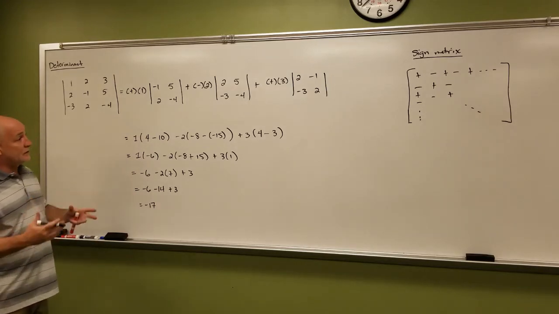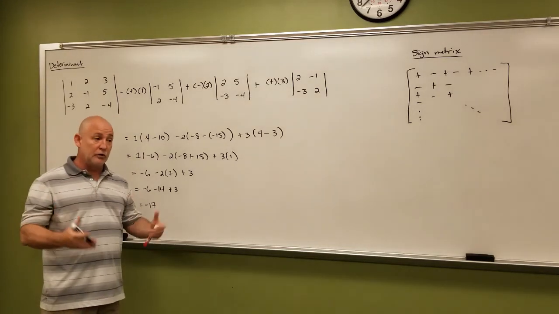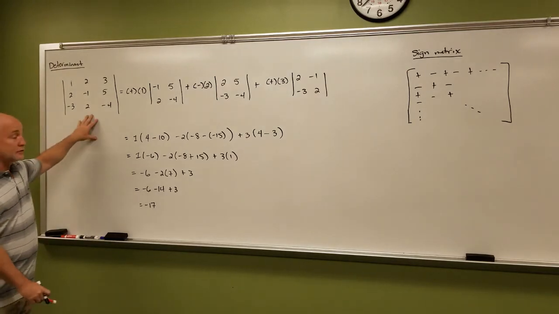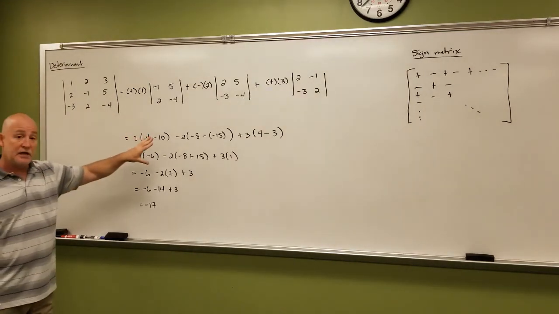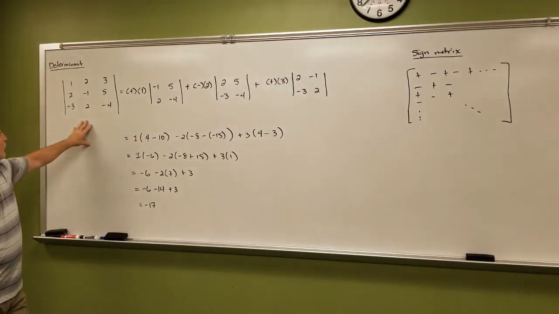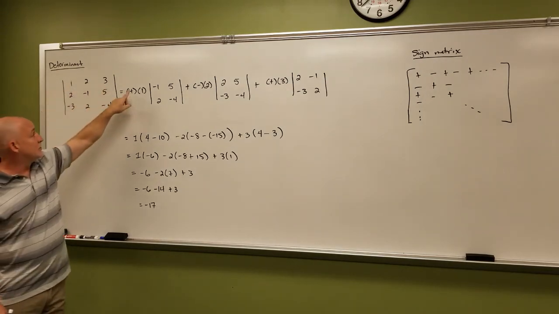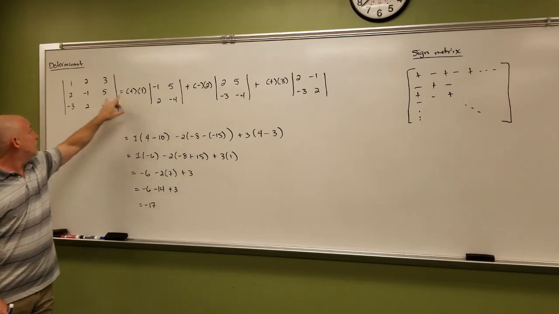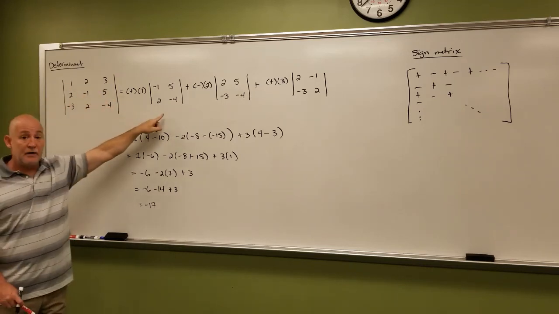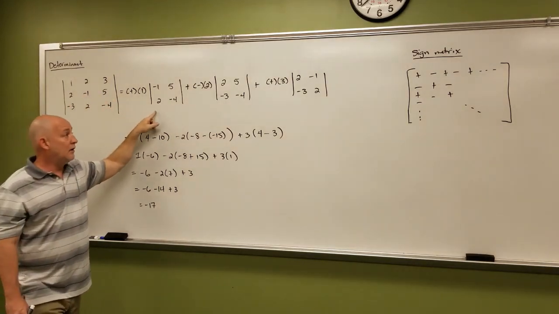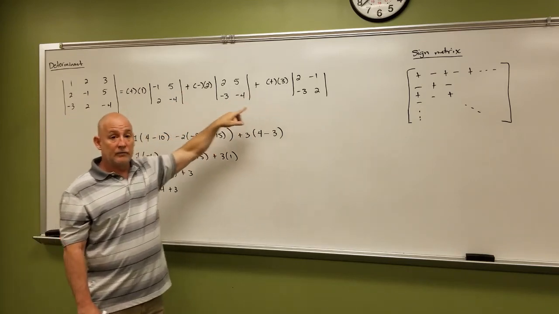Now, where this does get more and more complicated and much more work is the larger the matrix gets. The method's the same. So if this was a 4 by 4 and we wanted to expand it across the first row, this would still be a positive position of 1, but the matrices we get once we cross that out would be 3 by 3s.